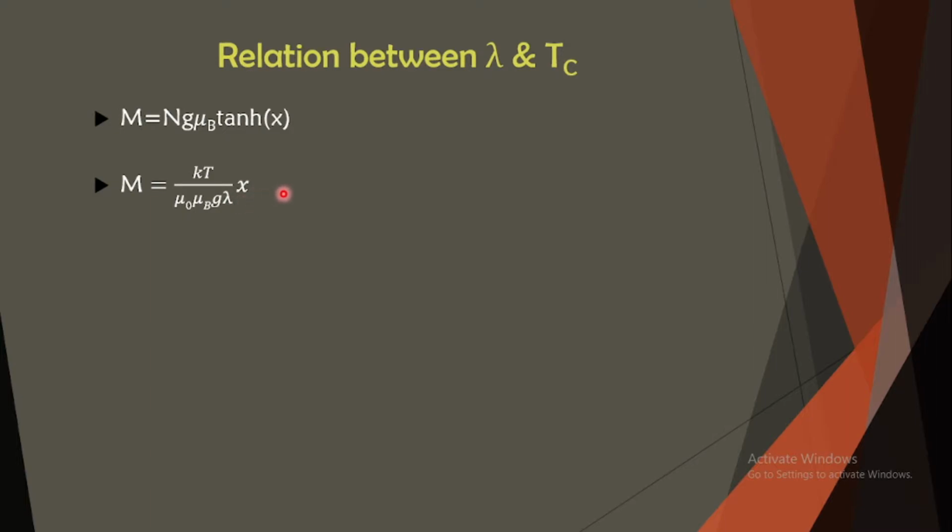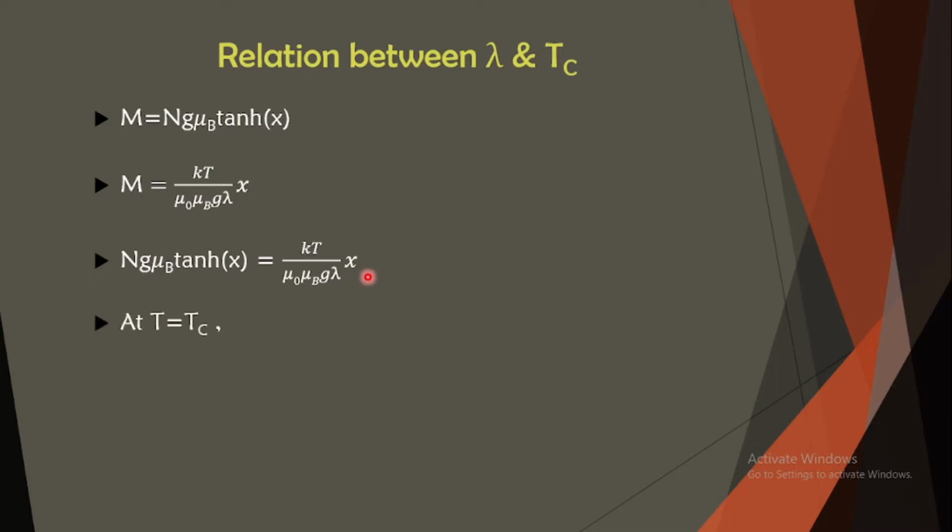So based on the same equation, we have drawn some conclusions in our previous class. So making use of these two equations, let us get the relation between lambda and Tc. So here in the LHS part, both are the same, that is magnetization. So both can be equated, which is nothing but N g mu_B tanh of x is equal to kT x divided by mu_0 mu_B g lambda. If you consider at Tc, that is the temperature at Curie temperature, because we need the relation between lambda and Tc. Here we are already having lambda.